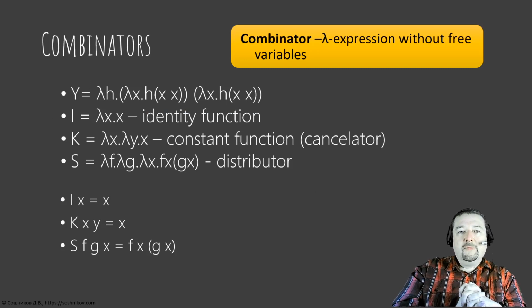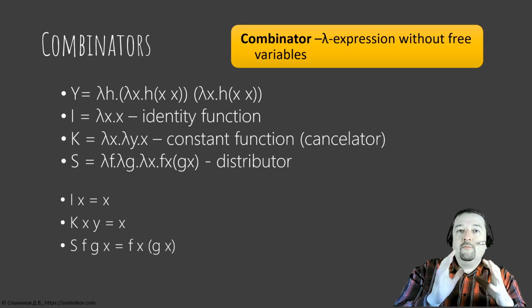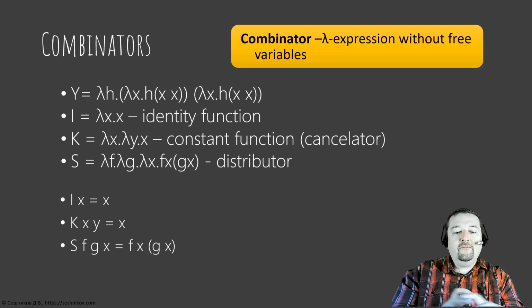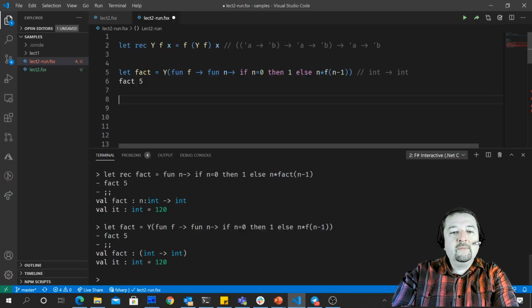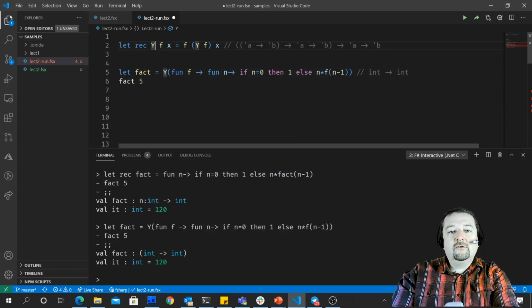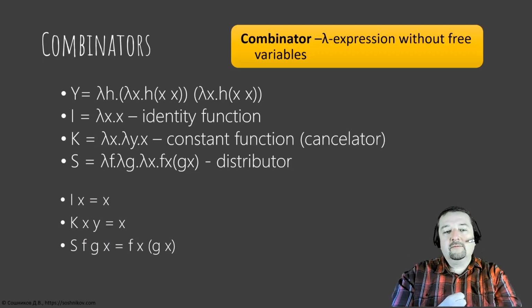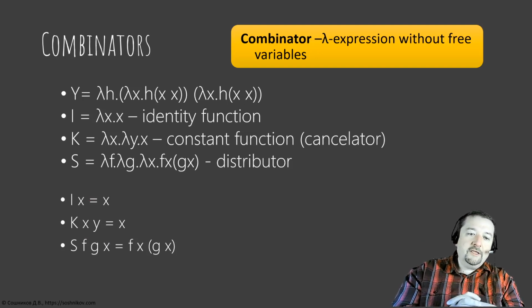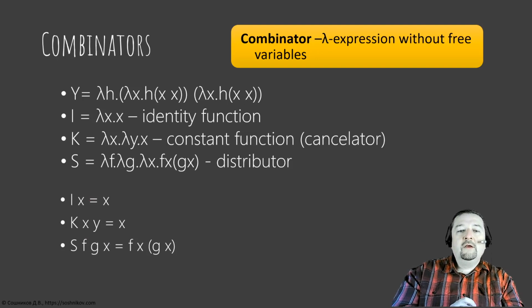So why do we call the Y combinator a combinator? What is a combinator anyway? A combinator refers to a lambda expression without any free variables. So if we look at the Y combinator here, this Y combinator doesn't have any free lambda variables. So it's a kind of closed lambda expression. And that's why it's called a combinator. One example of a combinator is the Y combinator, which we know, the recursive combinator. There could be other different combinators.